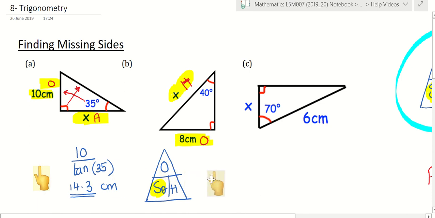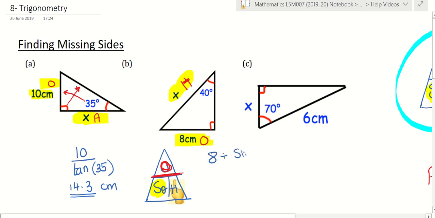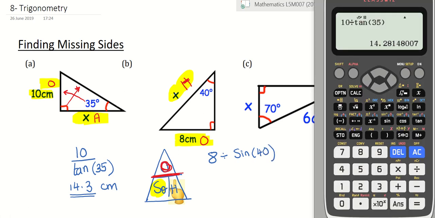And we get the little hand and we say, well, I want to find x. X is actually the hypotenuse, which is H. So I'm going to cover H. If I cover H, I'm going to read from the top. And again, it says this is O, the opposite, divided by sine theta, by sine angle. So that's 8 divided by sine 40.